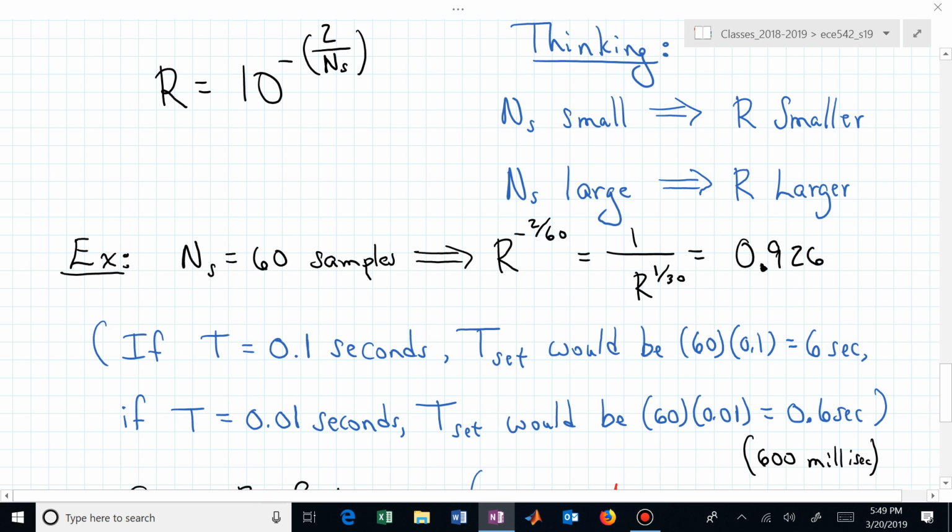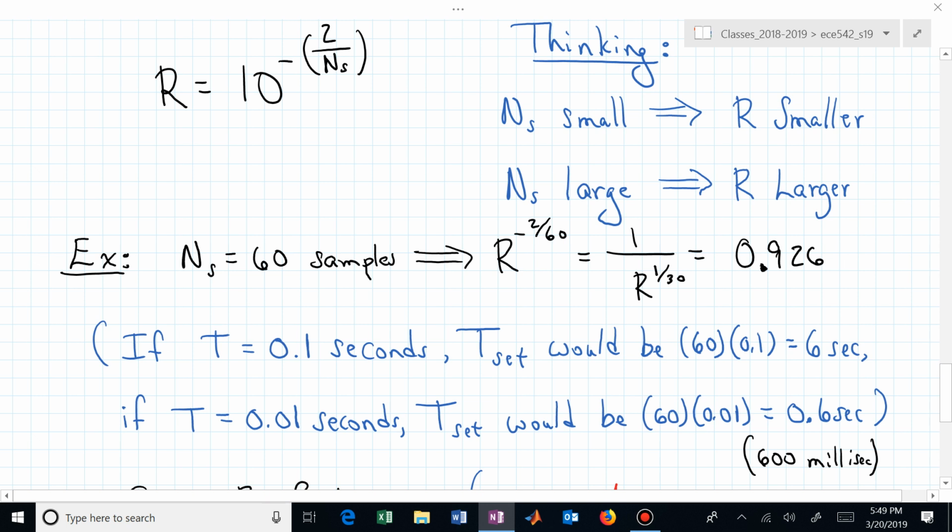That number of samples depends on capital T. Sometimes we won't even introduce a capital T, but if we're talking absolute time, we need to know our sample period, and what our sample period is influences what our settling time is in absolute seconds.